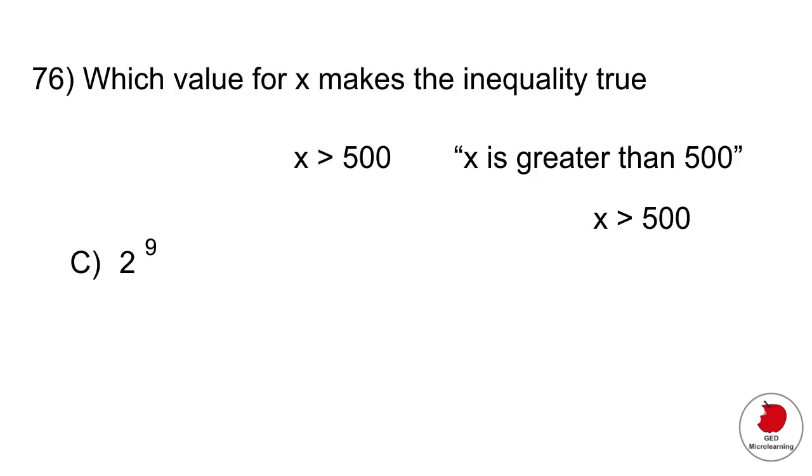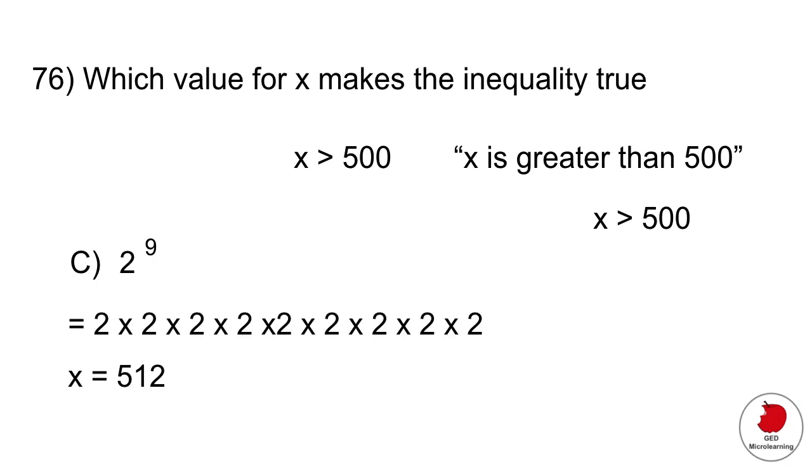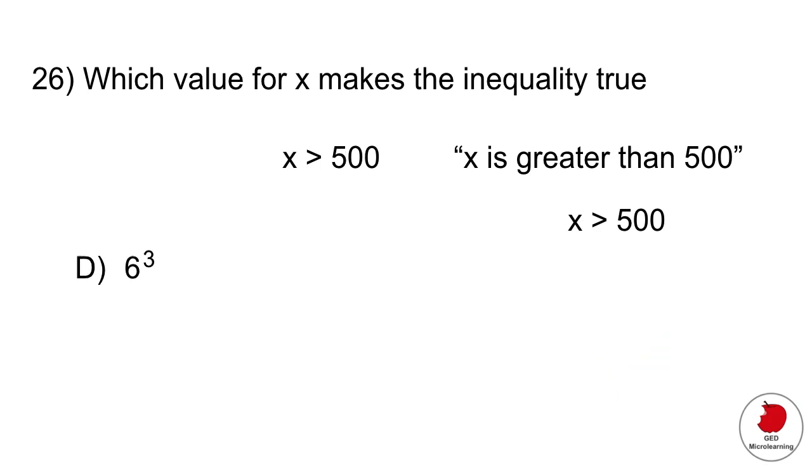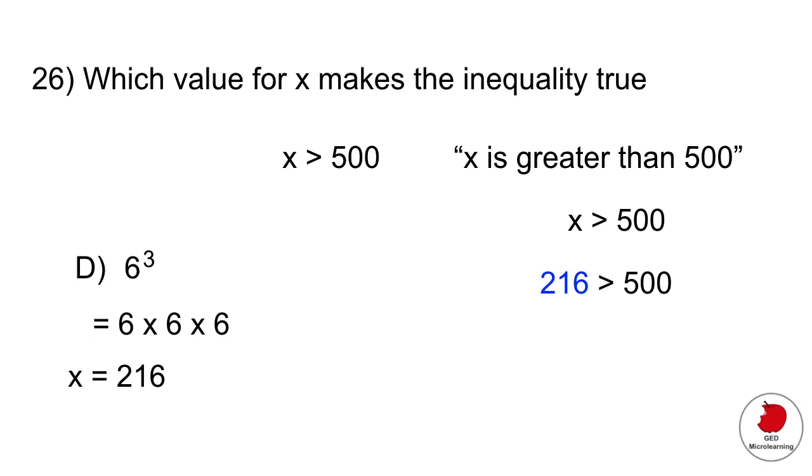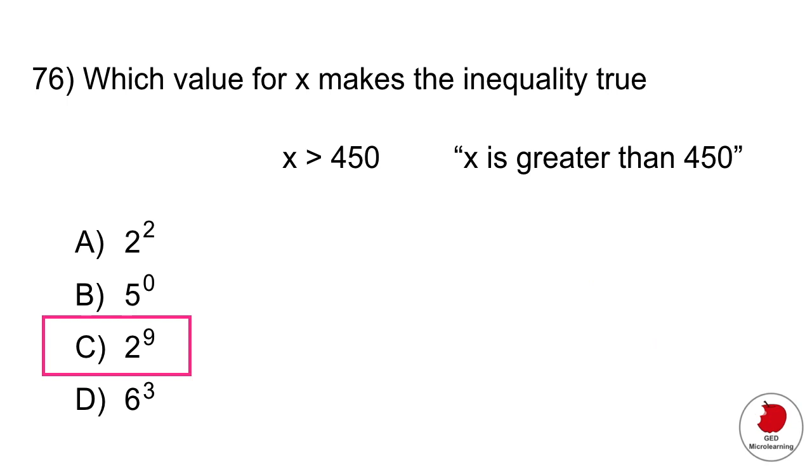Okay, option C, 2 raised to the 9th power. Okay, so here we're going to multiply that base number, 2, by itself 9 times as such, and that gives us 512, okay, which is greater than 500. Therefore, that is the correct answer. And just out of completeness, let's do option D. So 6 raised to the 3rd power. We're going to multiply that base number 6 by itself 3 times. That gives us 216, which is also not greater than 500. That's also incorrect. Okay, so our correct answer is option C.